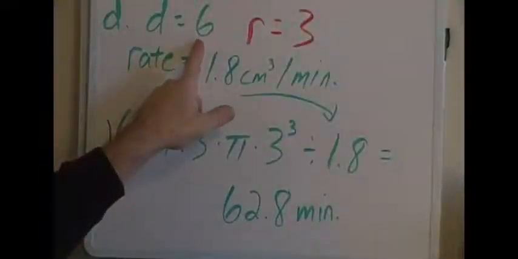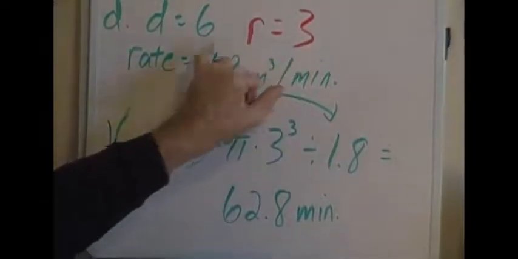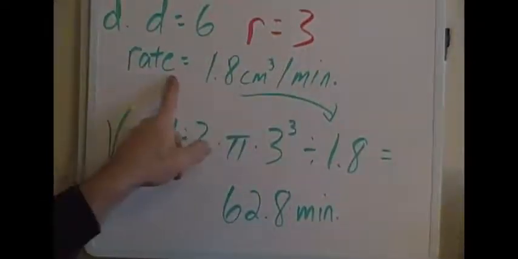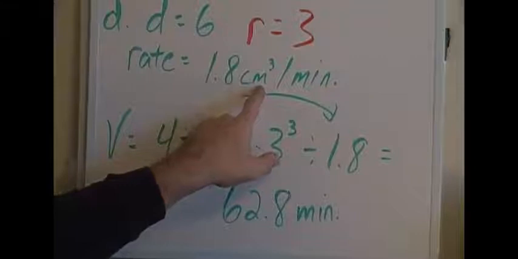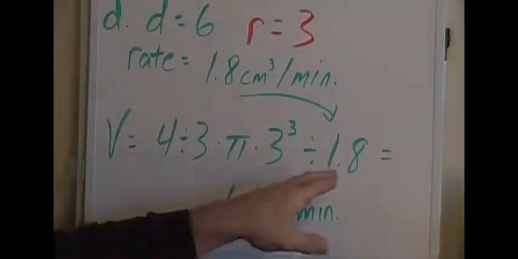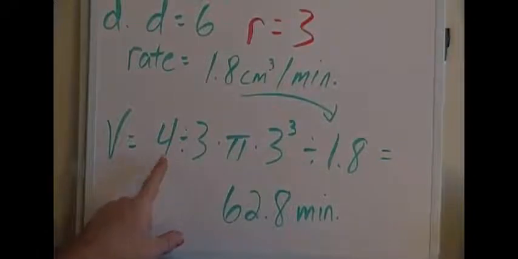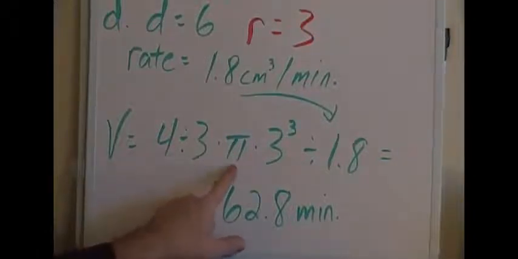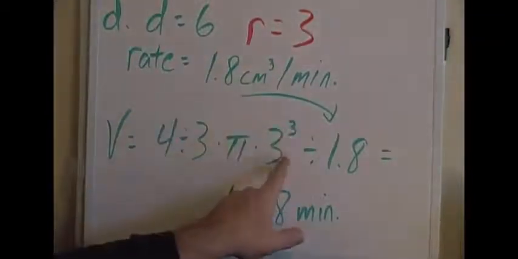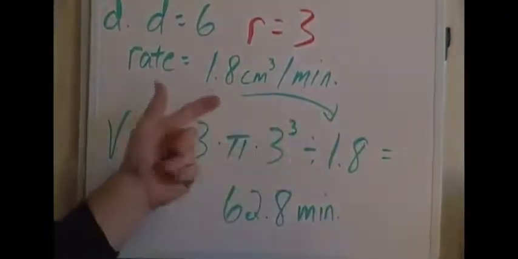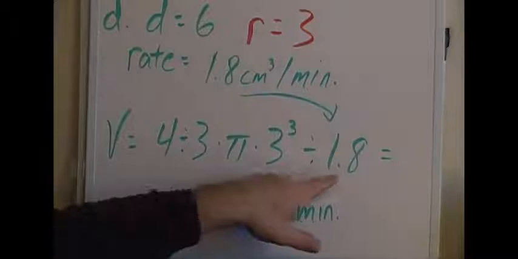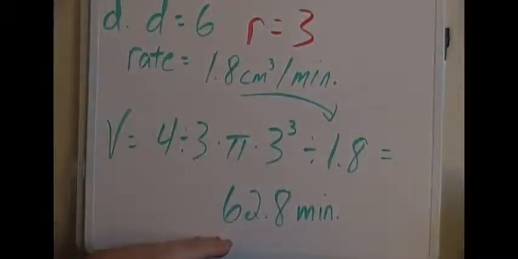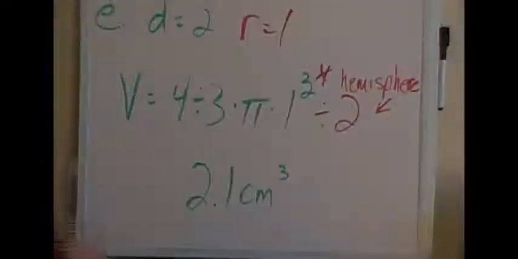Letter D. We have a diameter of 6. So we're going to use the radius of 3, 1/2 the diameter. And they also give us a rate. The snowball is melting at the rate of 1.8 cubic centimeters per minute. So we can calculate the volume of the sphere at 4 divided by 3 times pi times the radius of 3 cubed. Once we have that number, if it is melting 1.8 cubic centimeters per minute, we can divide by that number in order to figure out how many minutes it would take. 62.8 minutes.